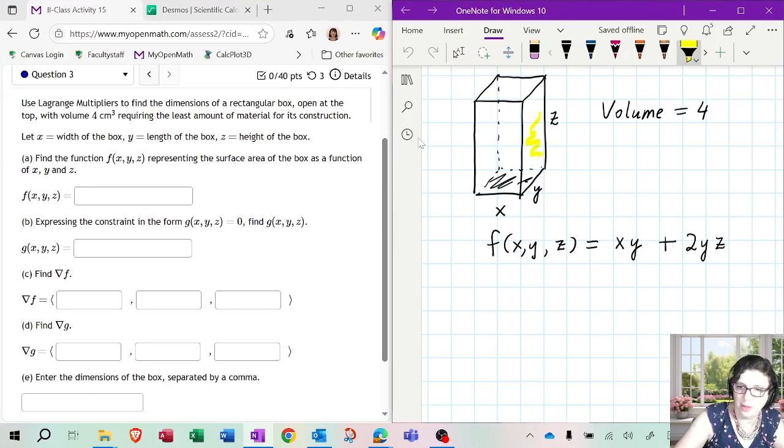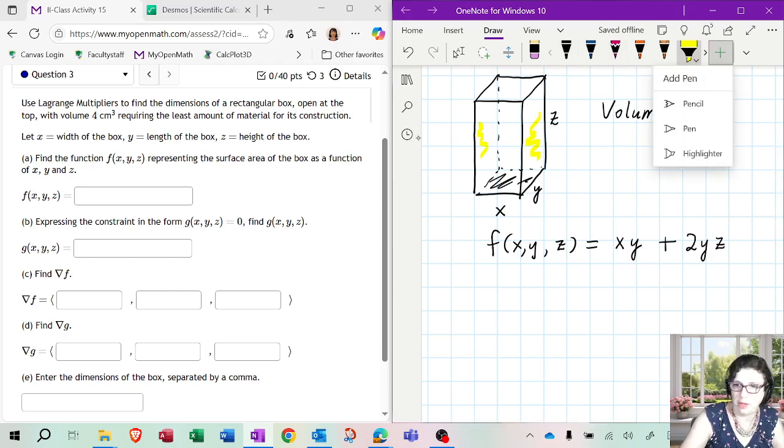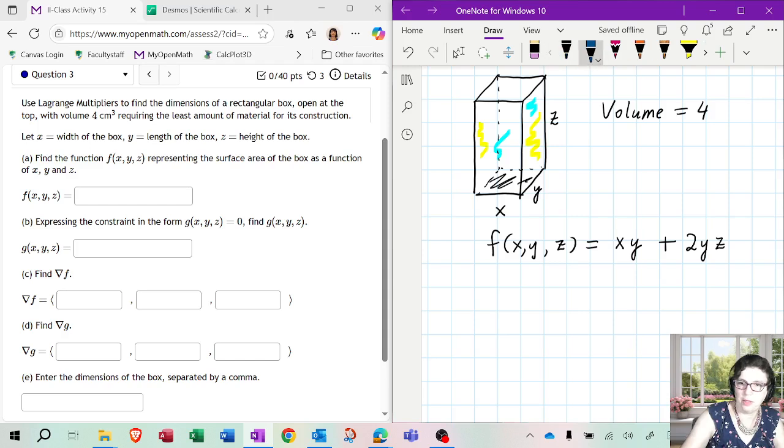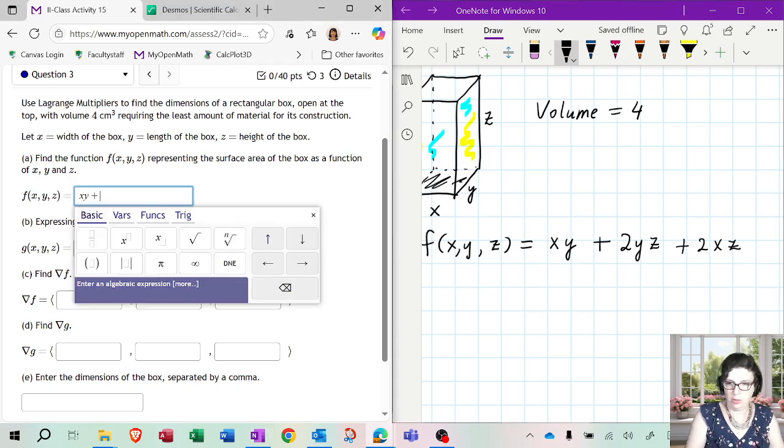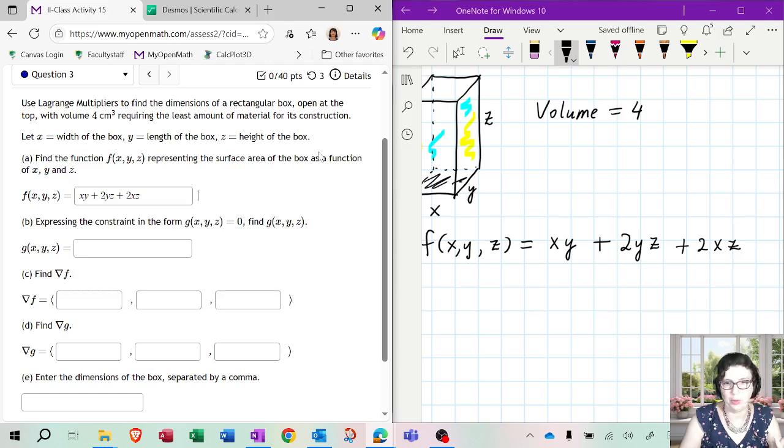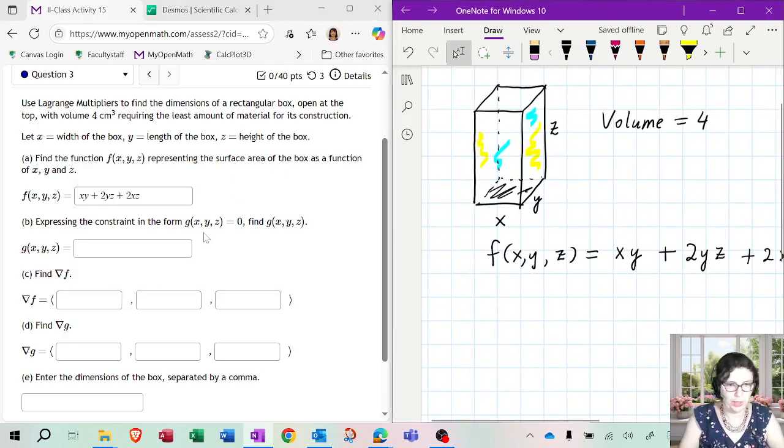Okay, so this is going to be like this side and the left side. And then also you're going to have the front and the back. So that would be like xz, right? The front and the back. The area of the front is x times z, and then the area of the back is the same, so that's 2xz. Okay, so there is your objective function. Now, if the top was there, then this would also have been 2xy, but because there's no top, it's just xy.